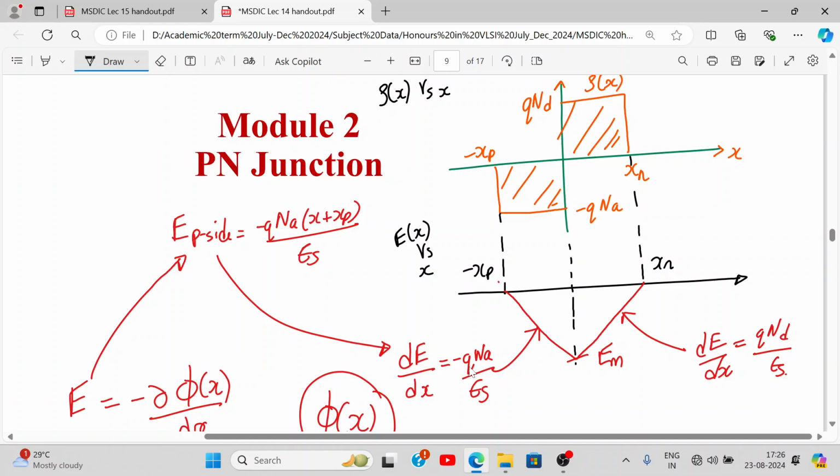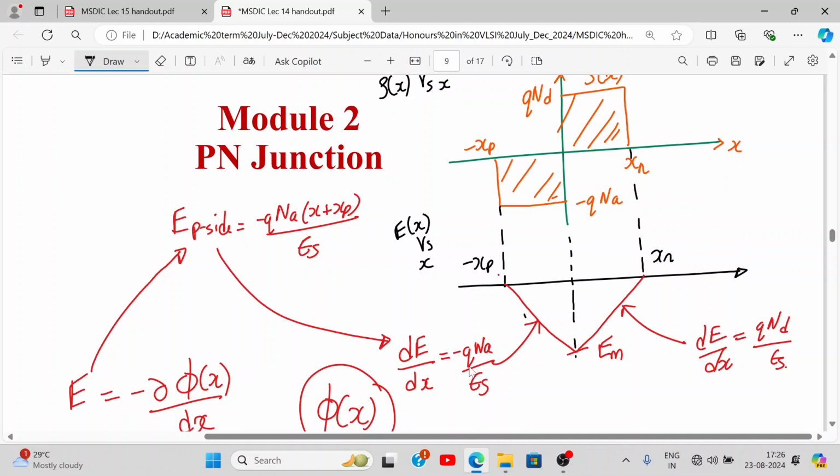The slope of this line will be, can you see this? This is the integral. E you get by integrating this, right? If you integrate this, you will get this expression. So dE by dx is the slope, right? This is given by minus qNA upon epsilon S. So this is the slope, and this is the slope.